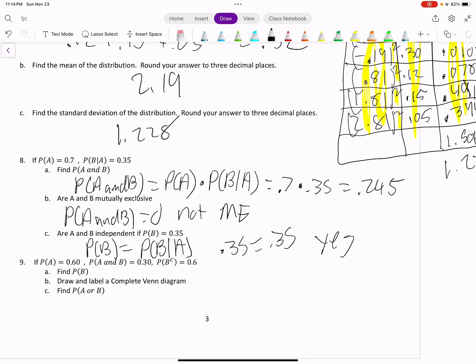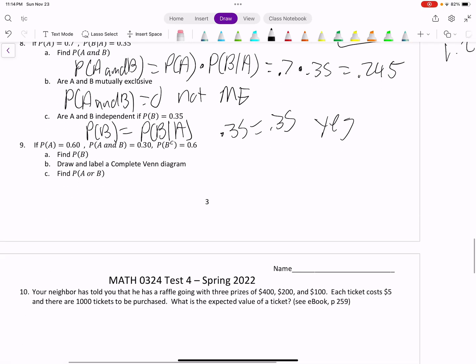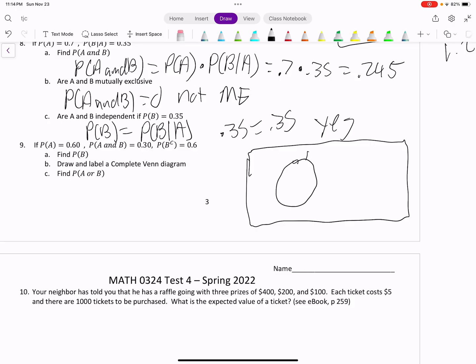Okay, next question. Find the individual probabilities, given that the probability of A is 60%, probability of A and B is 30%, probability of B complement is 60%. So we're going to do a Venn diagram here. So we have probability of A and B, and we need to fill it out. Probability of A and B is 30%. So that right there is 30%. We got that from this here.